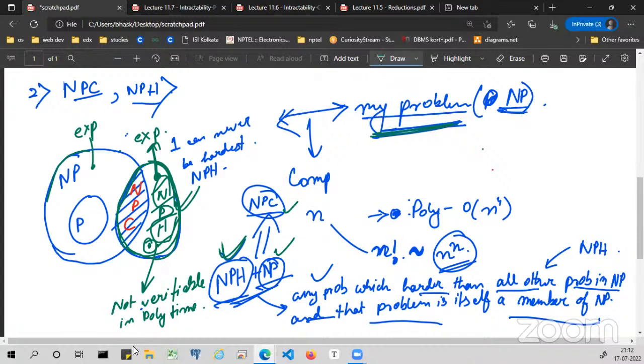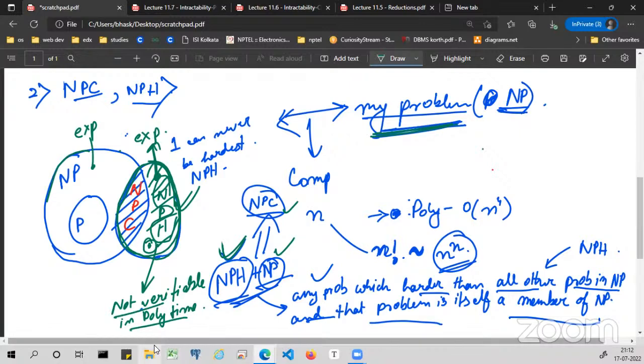Fine. So that's the idea. But why should there be an intersection between NP and NP hard? Correct. Which factor is actually keeping this part separate from NP? That factor is not being verifiable in polynomial time.